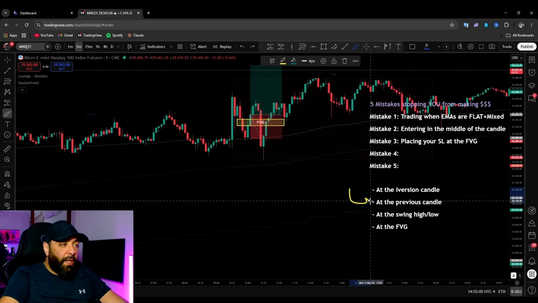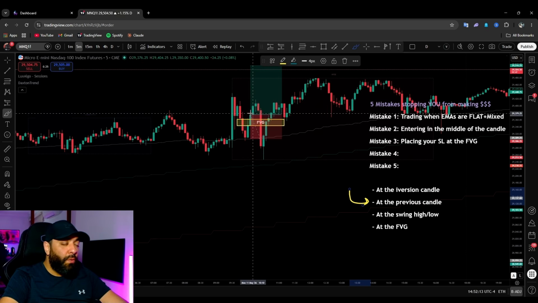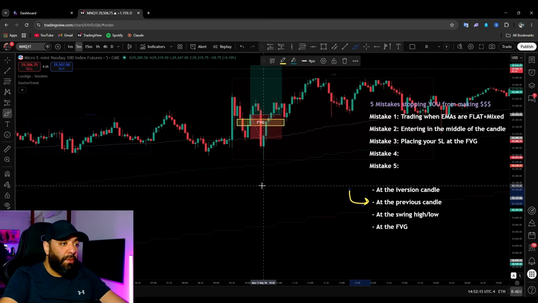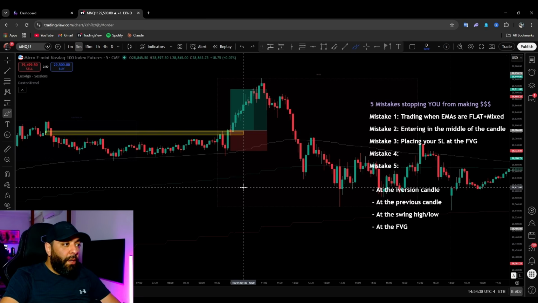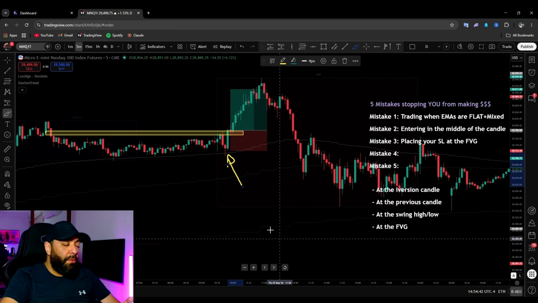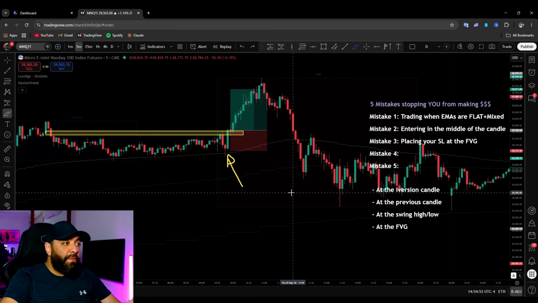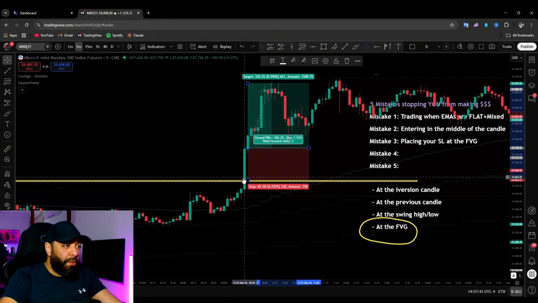Here you can see that I placed my stop loss at the previous candle simply because the inversion candle was not a strong momentum candle. Even if I placed my stop loss at the swing low, the stop loss would be inevitable for this day. This is the reality of trading. Here you can also see that I placed my stop loss under the inversion candle because it simply had strong momentum.